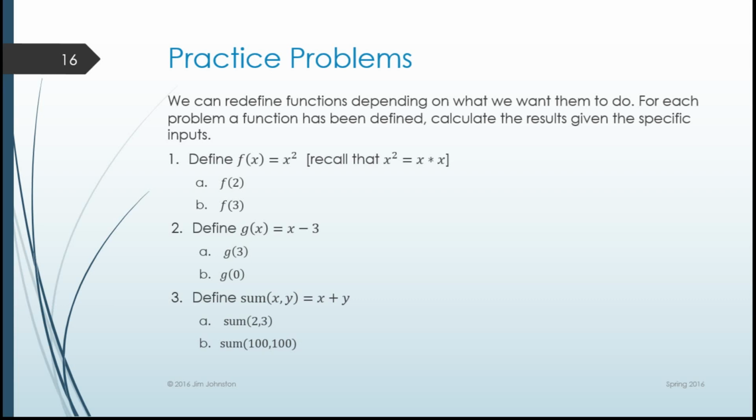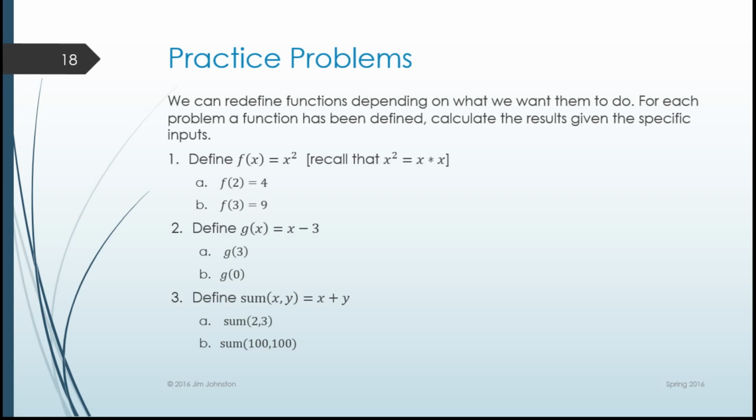So let's work through each of these. Calculate f of 2, and the answer for that is 4. 2 times 2 is equal to 4. Calculate f of 3. f of 3 is equal to 9, because 3 times 3 is 9.